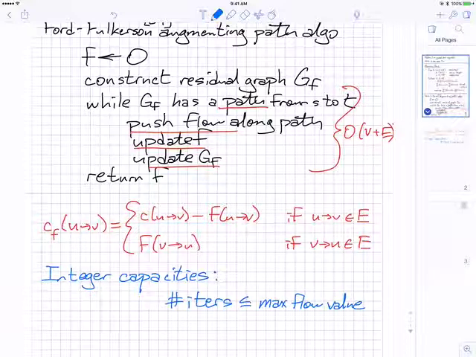And so in the worst case, this running time, remember, it's not a function of the number of edges and number of vertices. It's exponential in the number of bits that you need to write down the input.